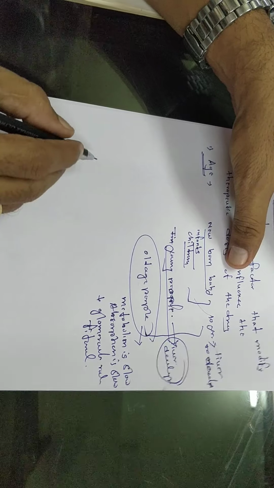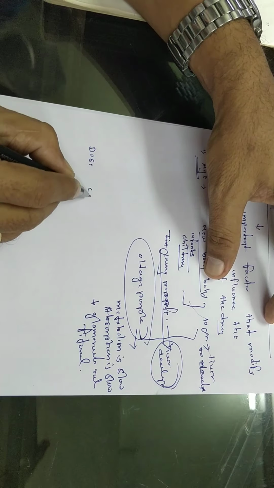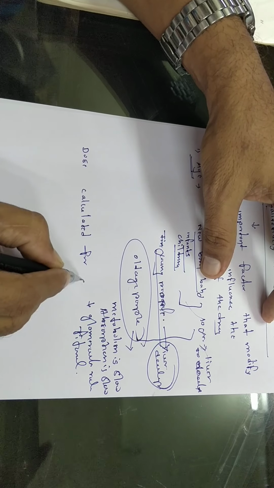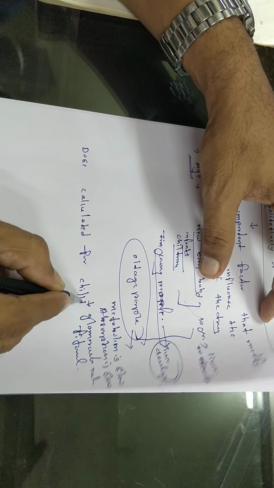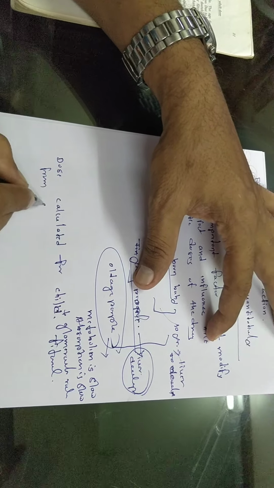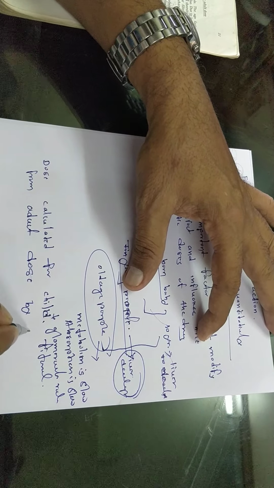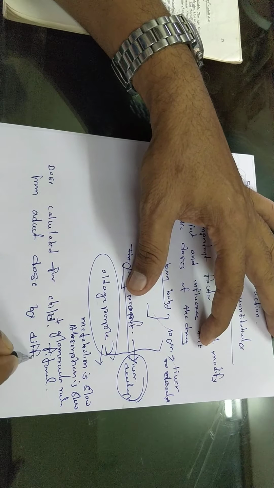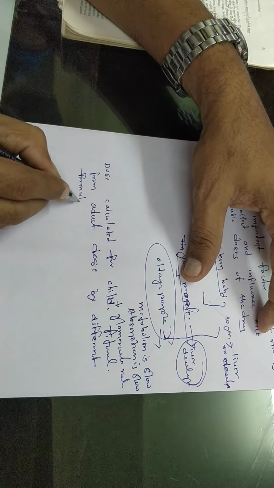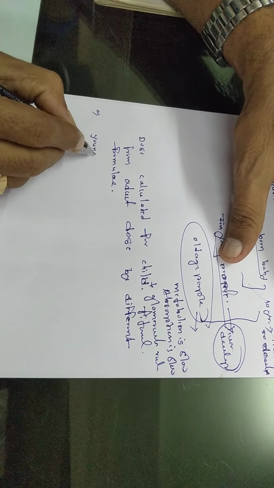Generally, the dose for children is calculated from the adult dose by different formulae. Now, the first formula is Young's formula.